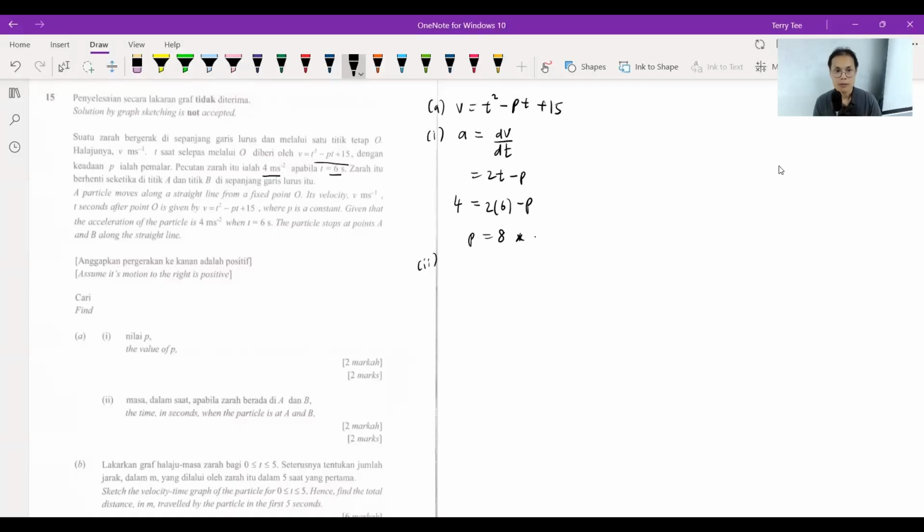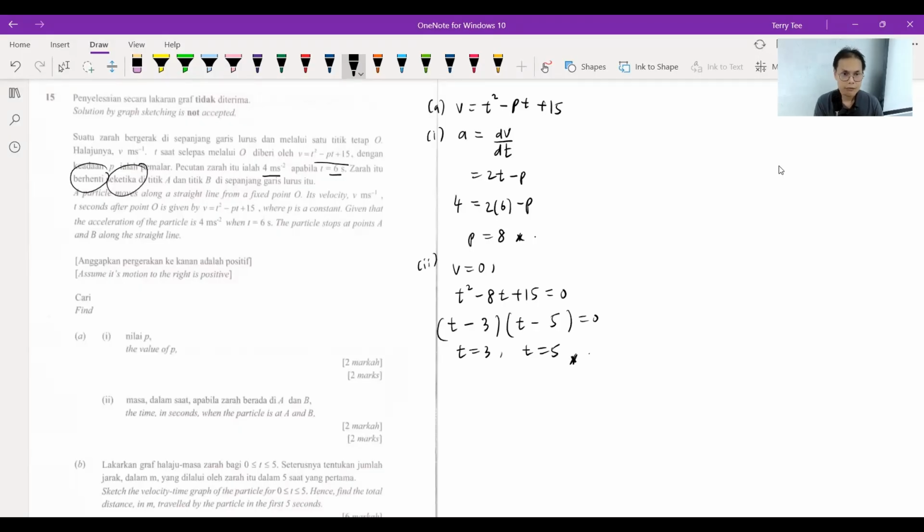Next, cari masa dalam saat apabila zarah berada di A and B. The zarah is at A and B when they berhenti seketika, stop momentarily. So that happens when your v is 0. We know your v is t squared minus 8t plus 15. You let it be 0. Let's double bracket factorize. Factors of 15, 3 and 5. Both are negative. My t is either 3 or 5. Two answers. So yeah, we are supposed to find the time. So we got two different times.